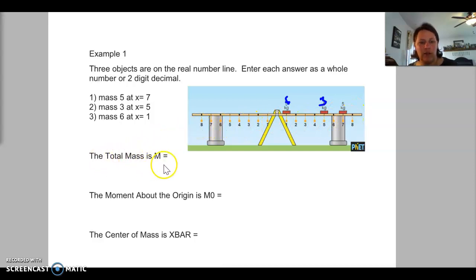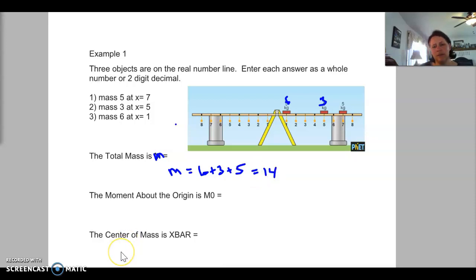And so first thing that we want to know is what is the total mass. Oh, shoot, that should be a lowercase m. Okay, the total mass, m. So m is equal to 6 plus 3 plus 5, which is equal to 14.